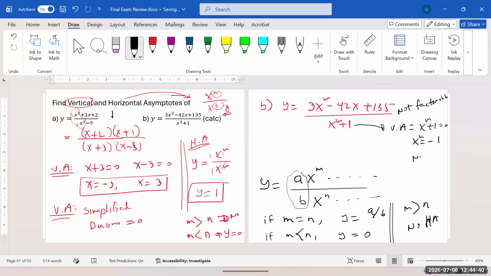Not possible. So no vertical asymptote. How about the horizontal asymptote? Good. See, it's not 1. We have the same thing, so we cancel them, the answer is 3.